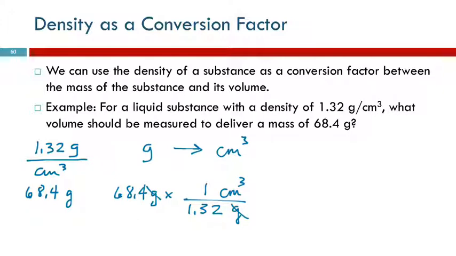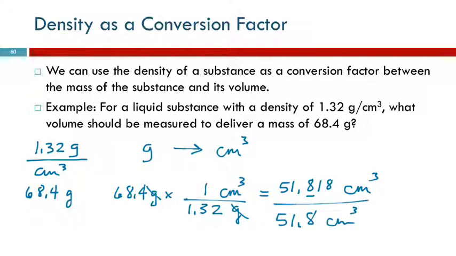So 68.4 divided by 1.32. How many sig figs? 3. So 51.8, that's the third one. And then write down 2 extra digits. What's the unit? Centimeters cubed. And then when I round that, 51.8 cubic centimeters. That's the volume I need. Any questions?